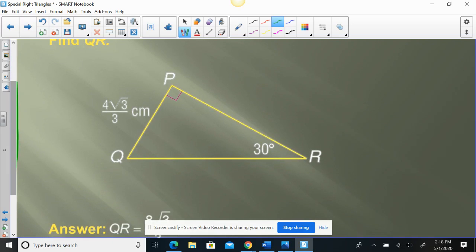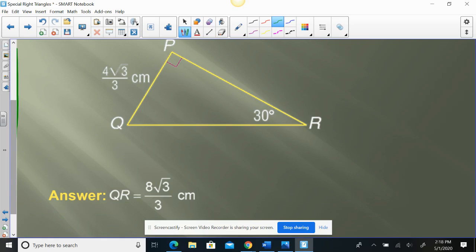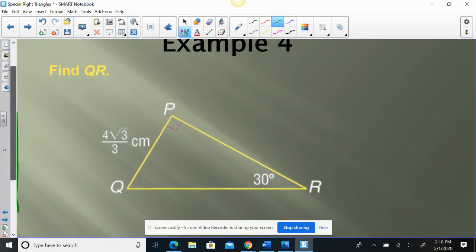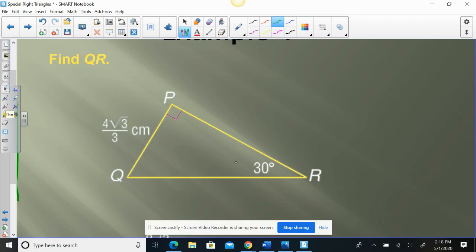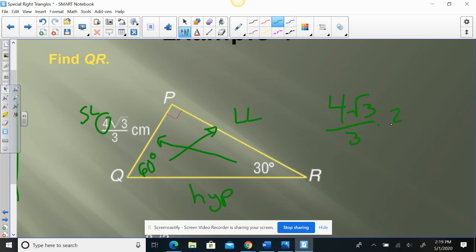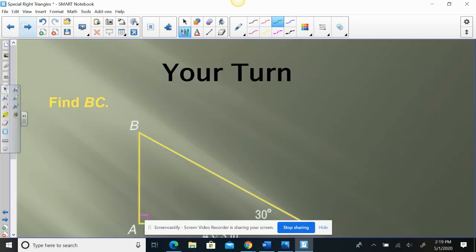Okay, one more. Pause it, try it, and then unpause. Oh, the answer's there, so that was kind of silly. All right, so they wanted you to find QR. So this, in fact, is the short leg. QR is the hypotenuse. I wanted you guys to see this one because all the other ones had the diagram in the same order. So if this is my short leg and I want my hypotenuse, all I'm doing is doubling this. So 4 rad 3 over 3 times 2 is really like 2 times 1, so it's just going to be 8 square root 3 over 3. That's all. Sometimes they look scarier.